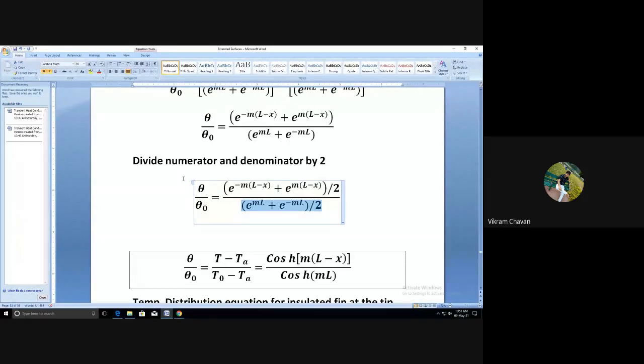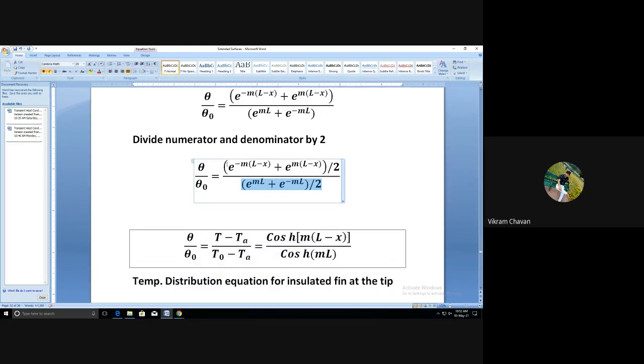Divide numerator and denominator by 2. So we will get theta divided by theta naught, which is equal to, in bracket, e raised to minus m (L minus x) plus e raised to m (L minus x), divided by 2, whole divided by, in bracket, e raised to mL plus e raised to minus mL, divided by 2.